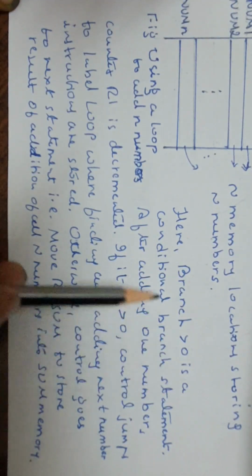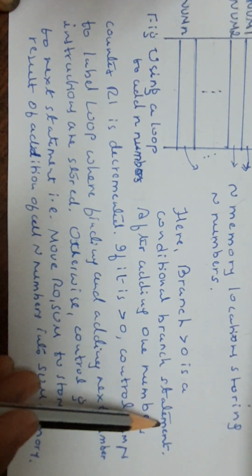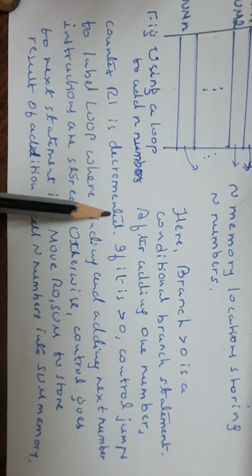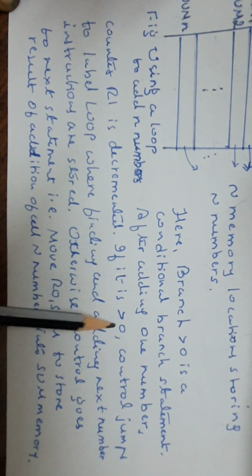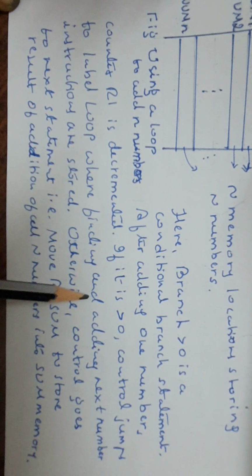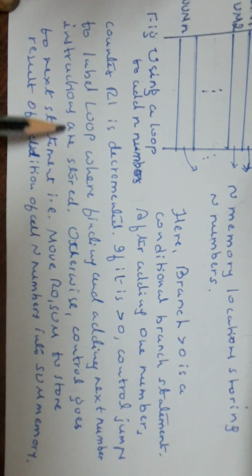Here branch greater than 0 is a conditional branch statement. After adding one number, counter R1 is decremented. If it is greater than 0, control jumps to label loop, where the instructions for finding and adding the next number are stored. Otherwise, control goes to the next statement, that is move R0 comma sum, to store the result of the addition of all n numbers into the sum memory.